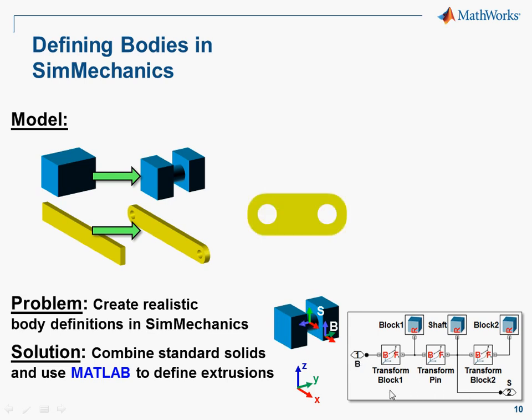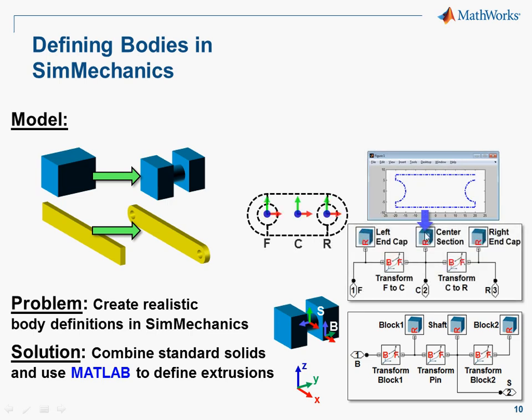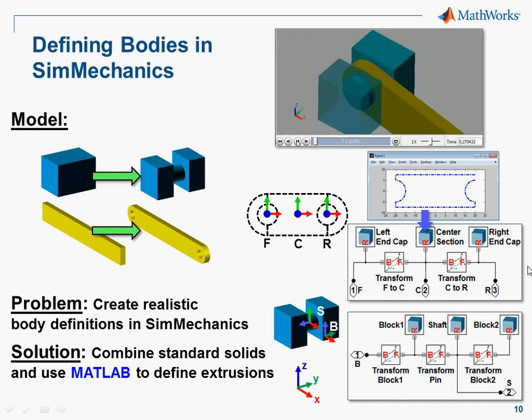For parts like this, you can define it as an extrusion in MATLAB. One way would be to define multiple extrusions and then bring those into different solid blocks connected by rigid transforms, again using the ports as the interface to your block. Doing this will allow you to have parts that have a very realistic representation as well as mass and inertia properties. I'll now switch over to the model so that you can see how this is done.